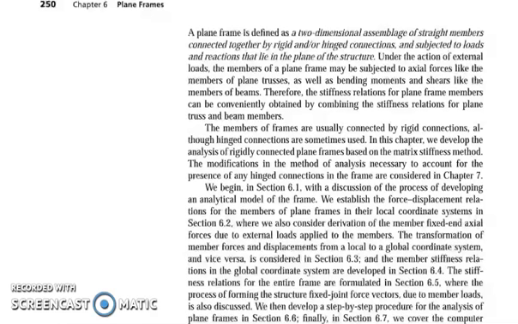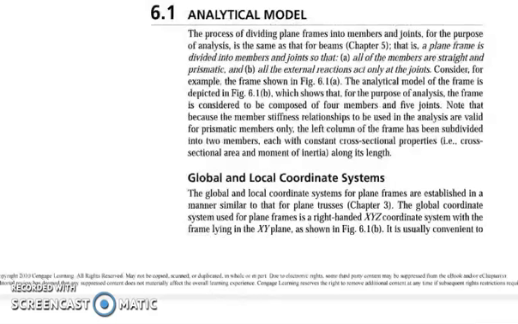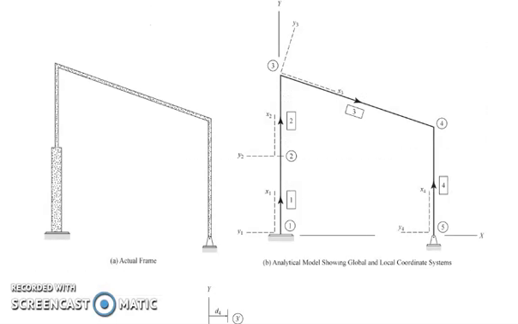the matrix stiffness method. So a plane frame is actually divided into members and joints so that all the members are straight and prismatic and all the external reactions act only at the joints. So we have to consider this example. For this illustration, we have an actual frame. If you're going to observe, the actual frame consists of three members.